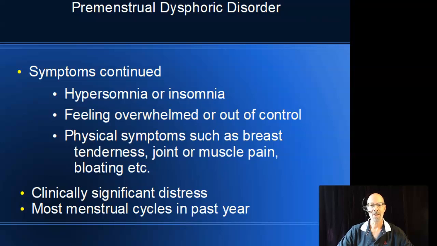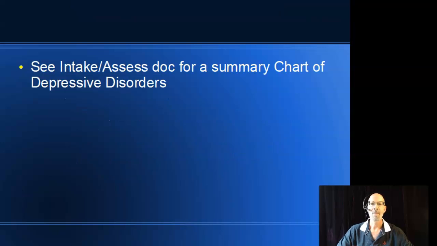Must include clinically significant distress and occurring in most menstrual cycles in the past year. I have a nice summary chart for the depressive disorders in that study document.